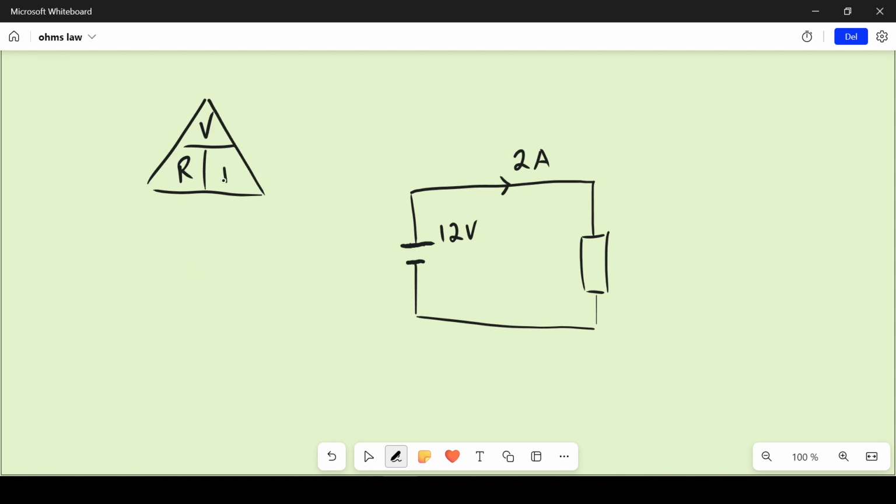So if you wanted to find the current, it would be voltage divided by resistance. If you want to find the resistance, it would be voltage divided by current. And if you wanted to find the voltage, it would be resistance multiplied by current.